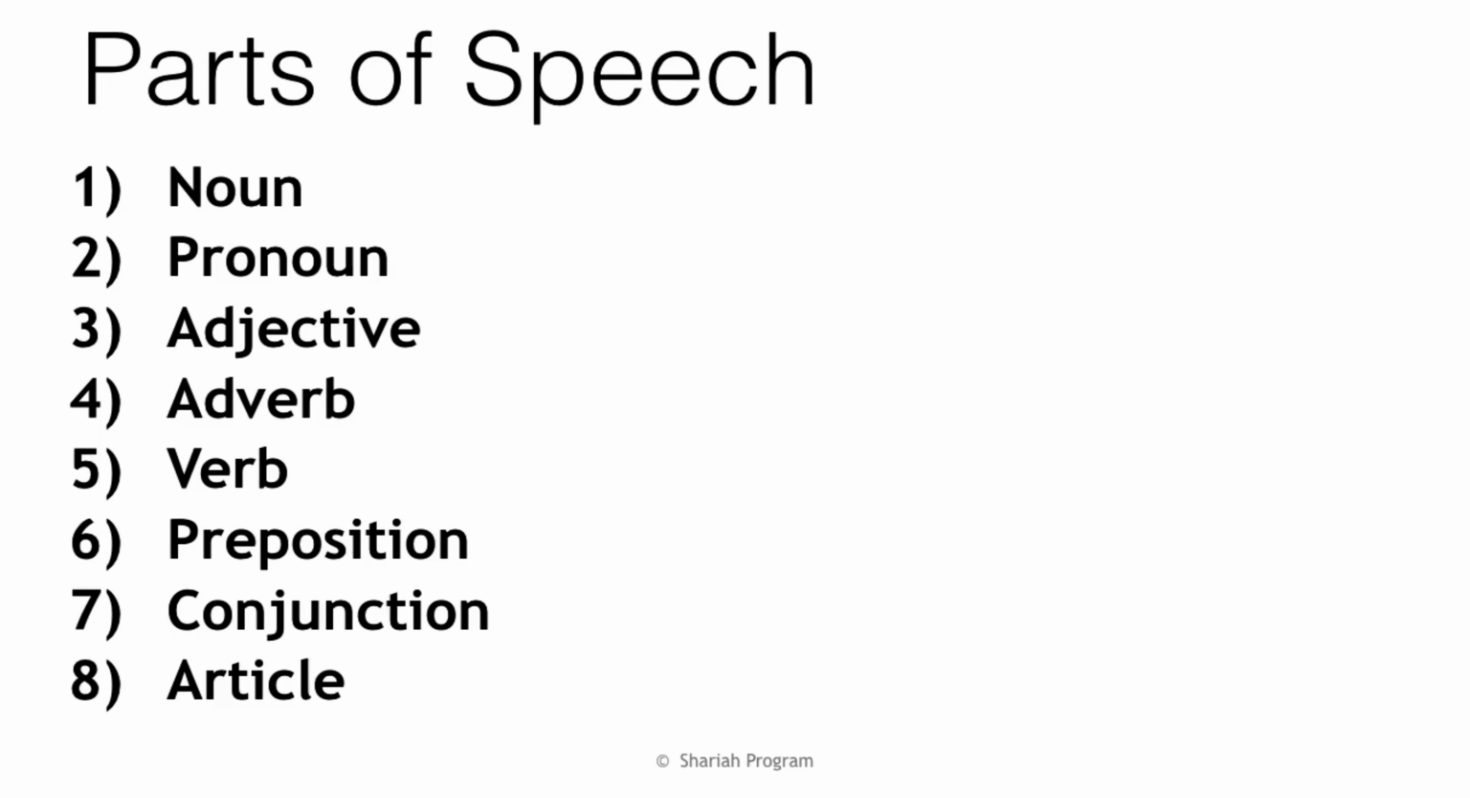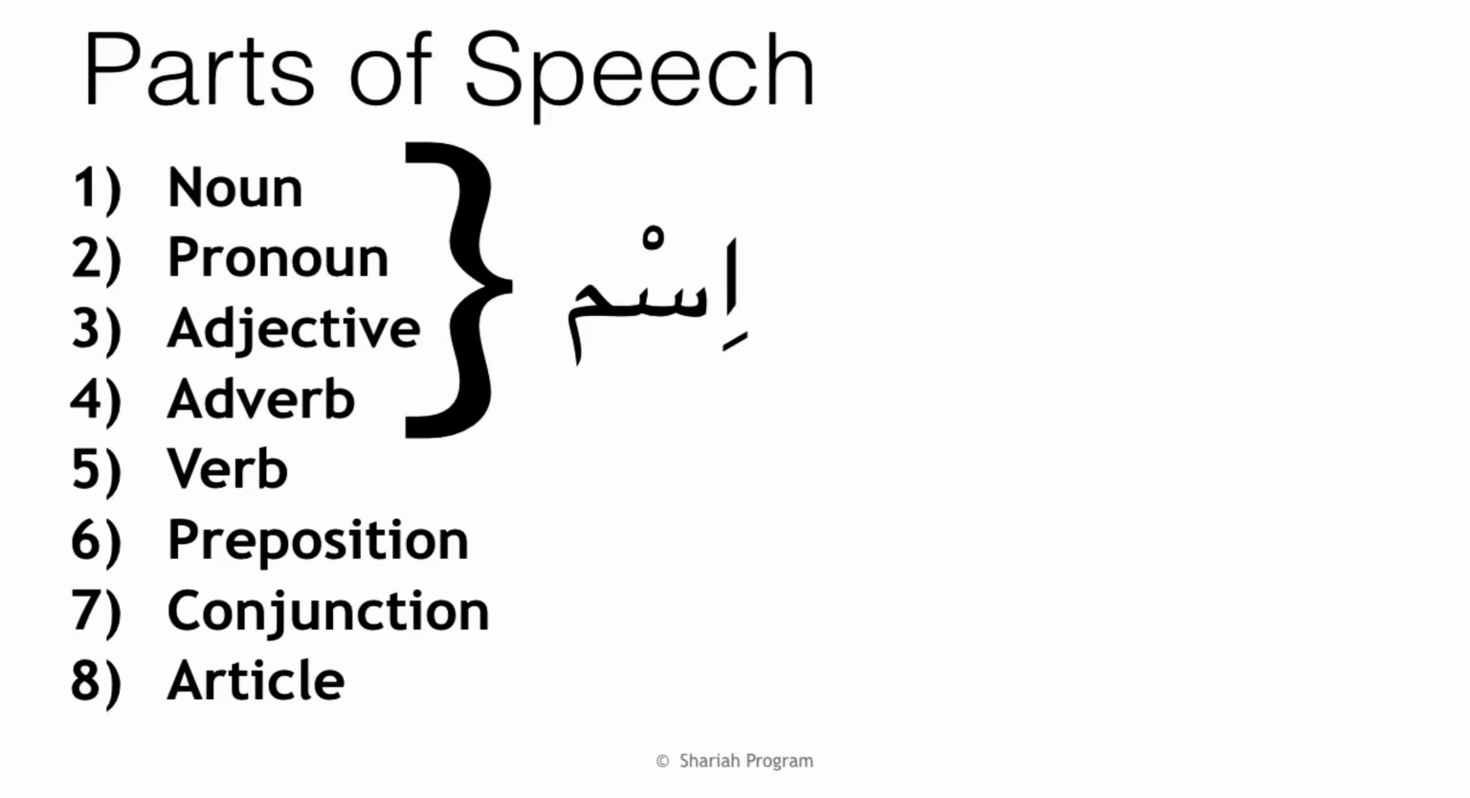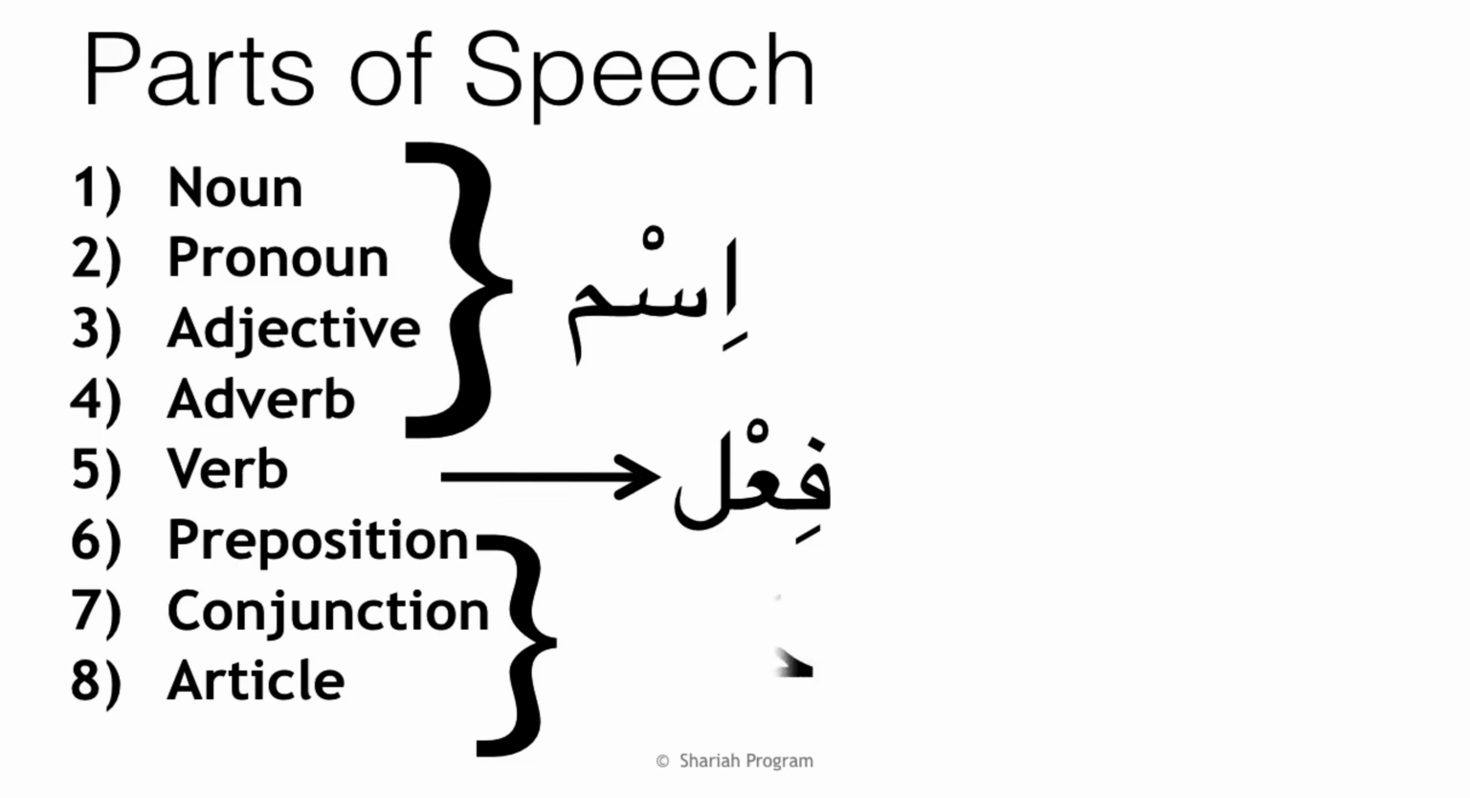So what we do now is we take our ism, fi'l, and harf, and we line them up with these 8. And we say ism corresponds to the top 4. Okay, so an ism doesn't mean just noun. It means nouns, pronouns, adjectives, and adverbs. And a verb is exactly what we call fi'l. So what we call fi'l is exactly what the English people call verb. And then the last 3, and if there's any more, you can just add them to those bottom few, and they will all fall under our third one, which is called harf.